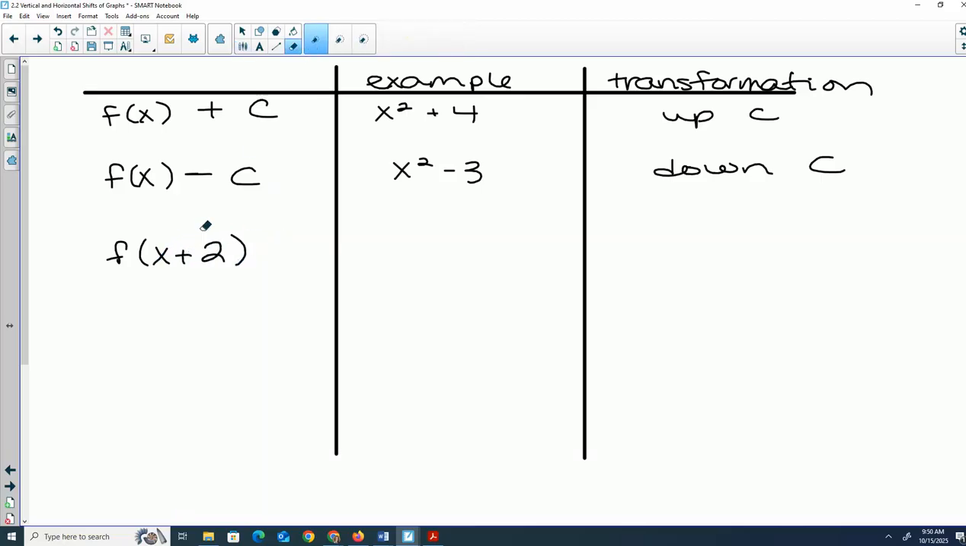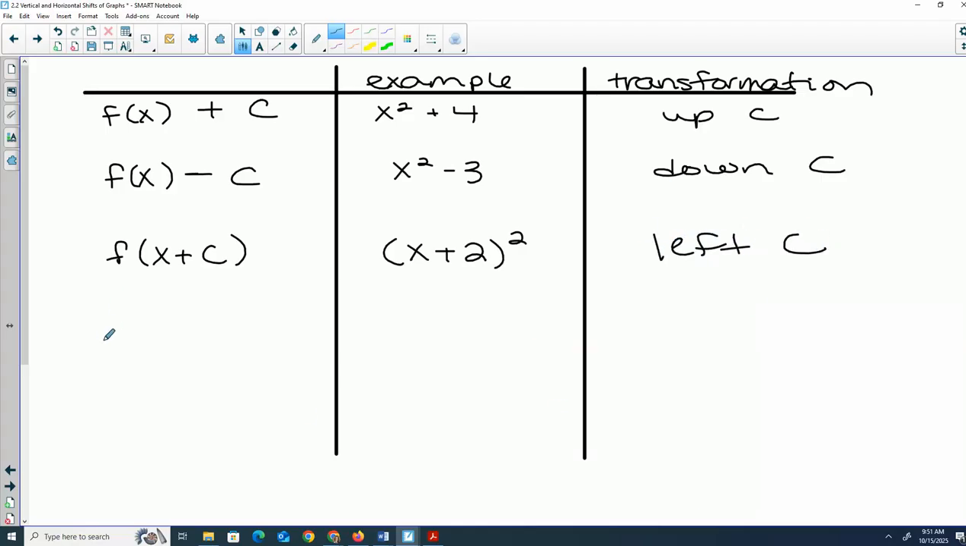so if I said I want to add something on the inside, for instance, if I said x plus 2 with a square on the outside, look on your calculators, plug in parentheses x plus 2, and then put a square on the outside. How does that move your graph from the normal parabola? It went left. What would happen if I subtracted? Move right.